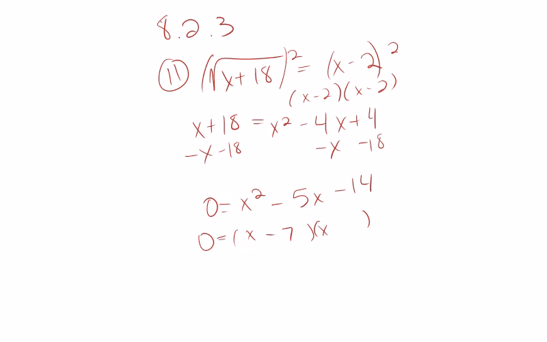Okay, so minus 7 plus 2. So x can be 7 or x can be negative 2. Those are our answers. We do have to check that both of those answers will make the radical greater than 0, and they will. So we are good.